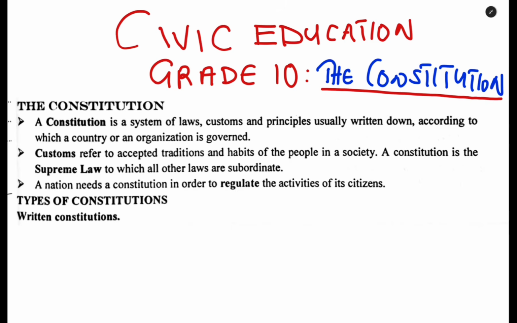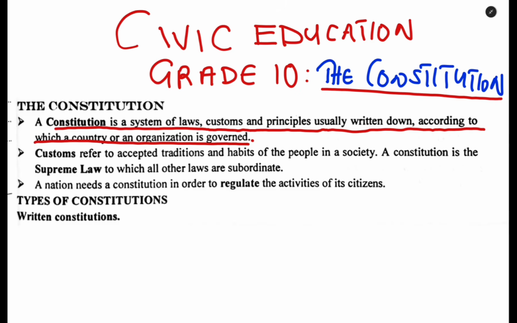And here is how the question comes in civic education: you might find a question such as, explain the concept of the Constitution. What are you supposed to write in that case? Basically, you are just defining what a Constitution is. So the Constitution is a system of laws, customs and principles usually written down according to which a country or organization is governed.